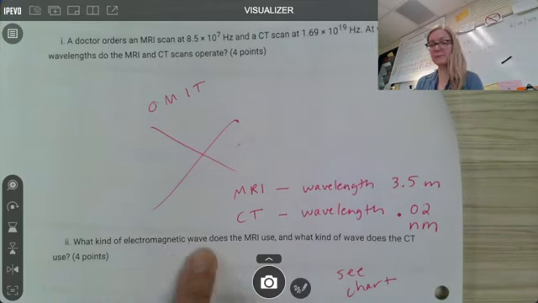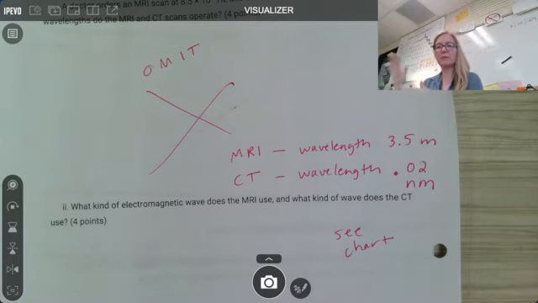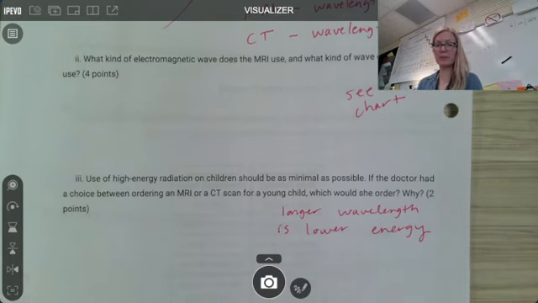So to figure out the type of electromagnetic wave, just look at the chart on the previous page. And based on these wavelengths, you'll be able to figure out if it's an X-ray, radio wave, gamma ray, microwave, whatever. And just remember when you're answering part 3 that the longer wavelength is the lower energy.